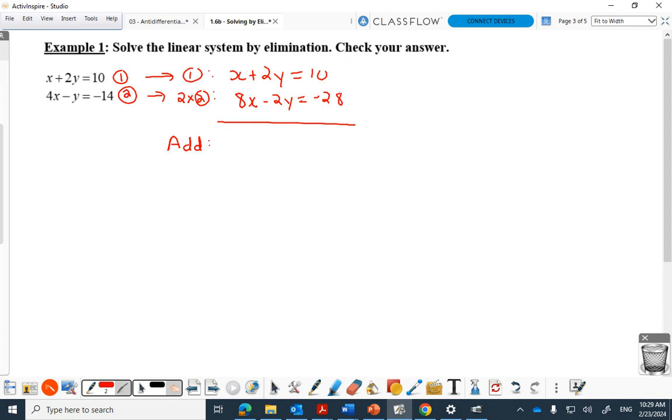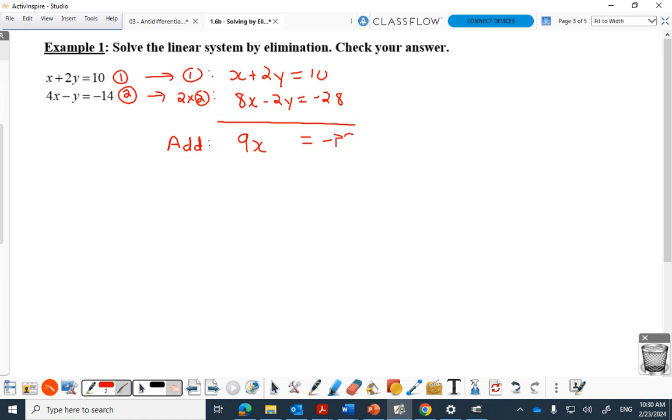What's 8x plus x? 9x. 2y plus negative 2y? Eliminate it. That's what we're trying to accomplish, is to eliminate one. It's not gone from the question. It's still in the question, but it's gone from my equation, allowing me to do great stuff, allowing me to solve for x. 10 plus negative 28? Negative 18. Feel free to rely on your calculator.